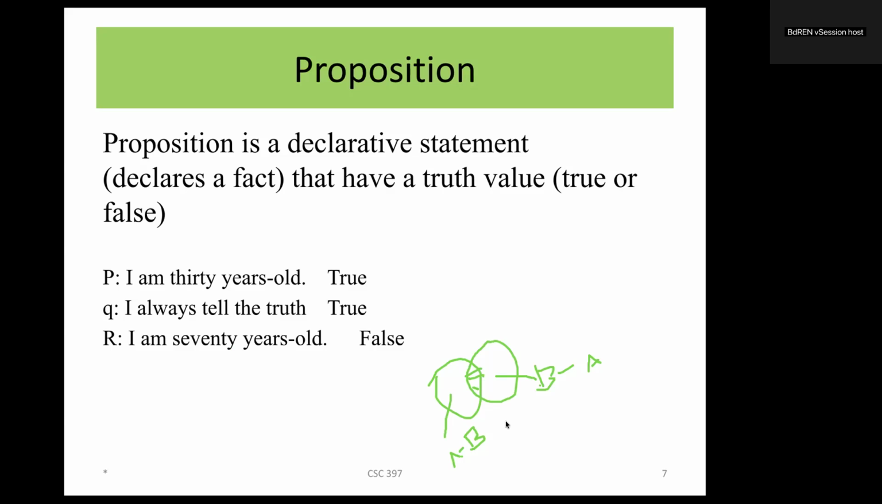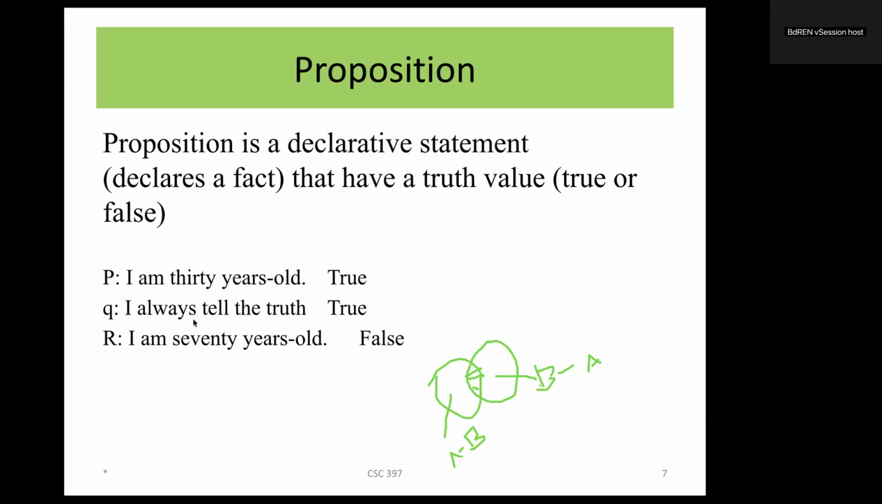A proposition is a declarative statement that declares a fact and has a truth value. I mean truth value, not true value. So it can be true or false. A proposition is a declarative statement that declares a fact that has a truth value. That means it has a value.